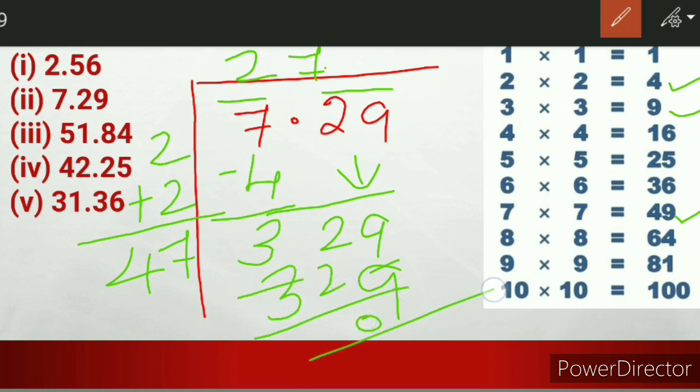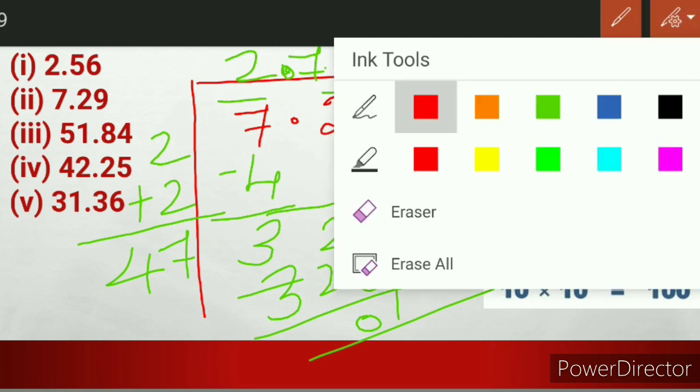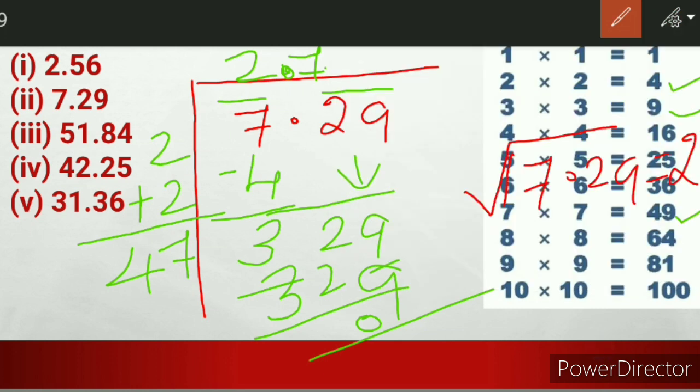What is the quotient here? 2.7. What will you write below this answer? Square root of 7.29 is equal to 2.7. Same method, just put the point in the correct place. Copy down.